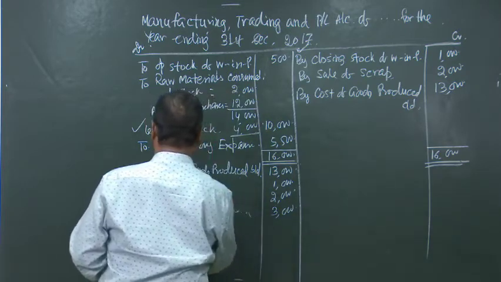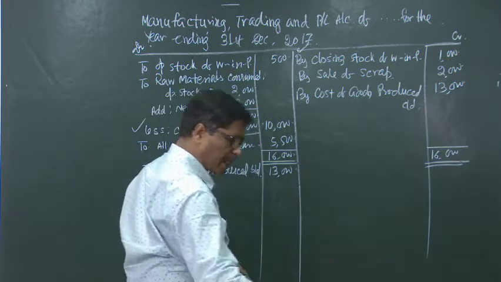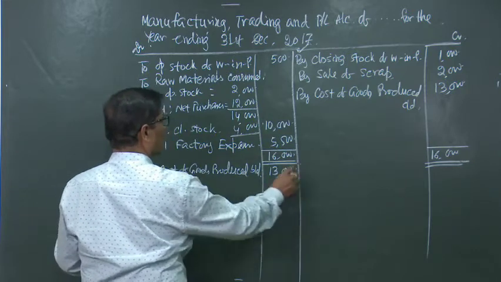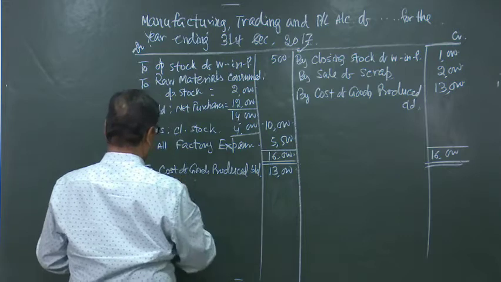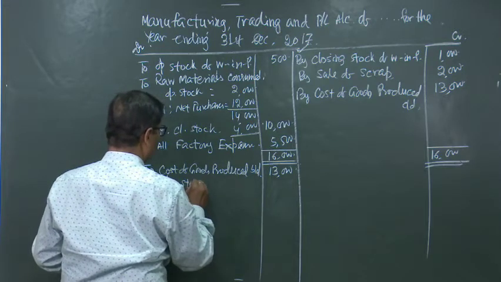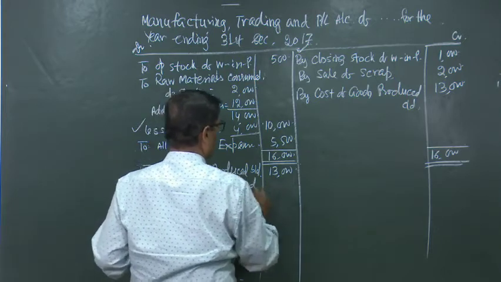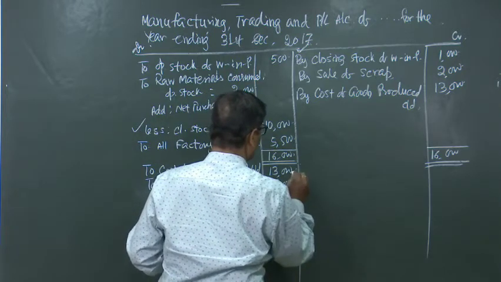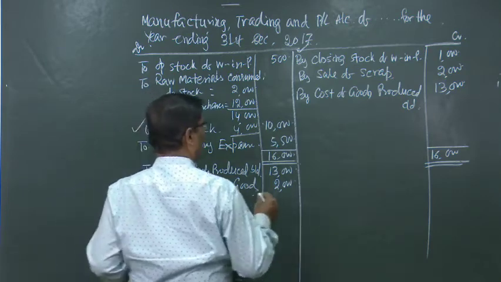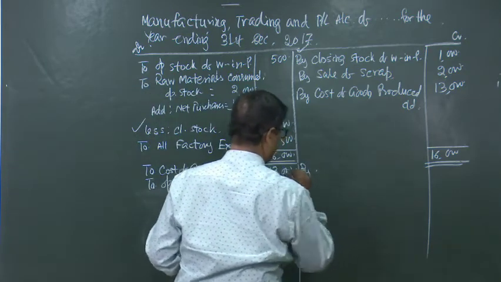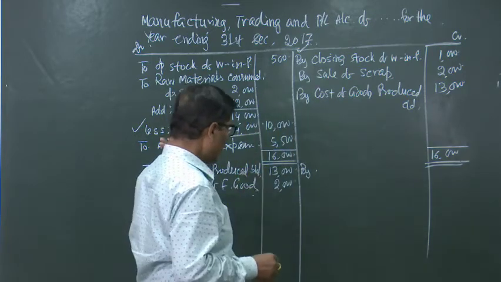I am sorry, this is the trading account. So, we will be writing only the finished goods, regarding the finished goods. To cost of goods produced 13,000, to opening stock of finished goods. Suppose we had 2000 rupees opening stock of finished goods. Then here, if we have not purchased any finished goods, then these will be the two items left here.